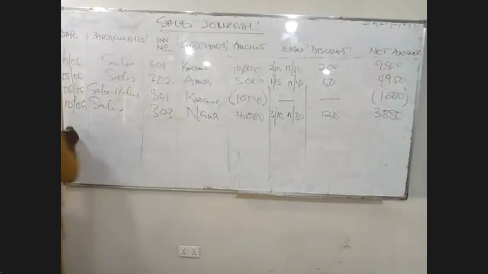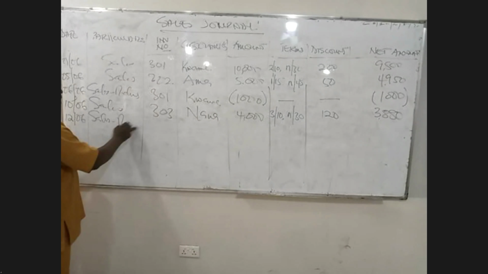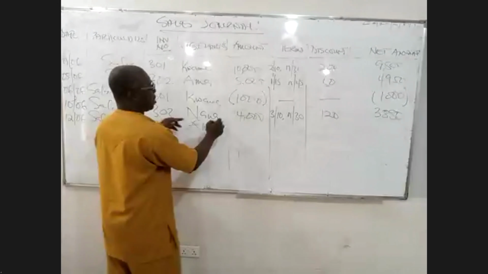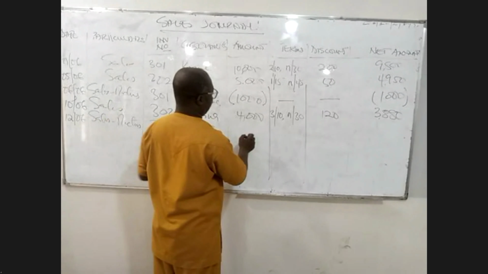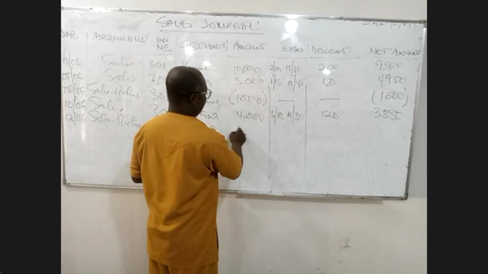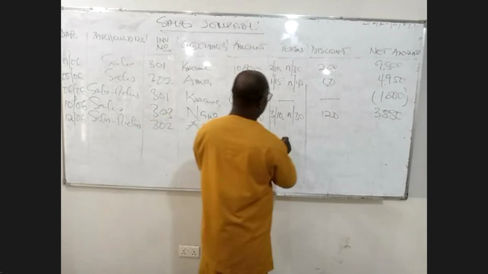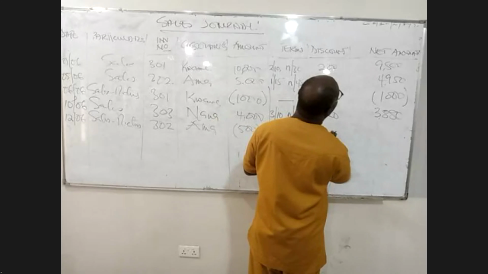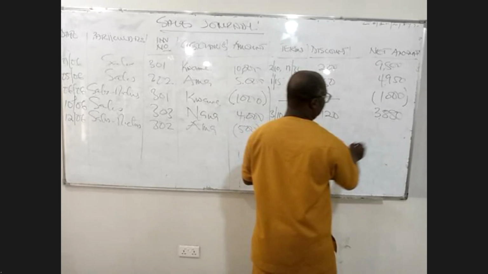On the 12th. Sales returns. Invoice 30, 500. Yes, quickly. Next.